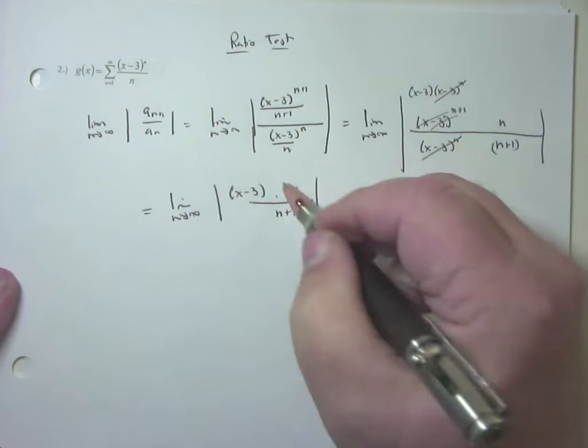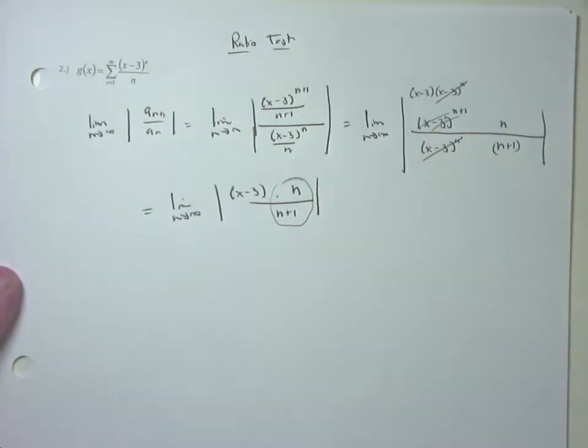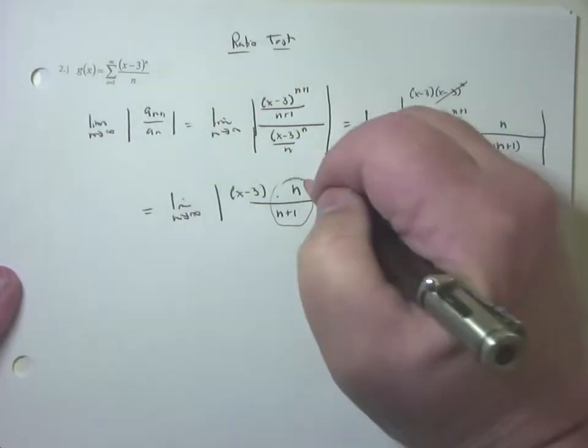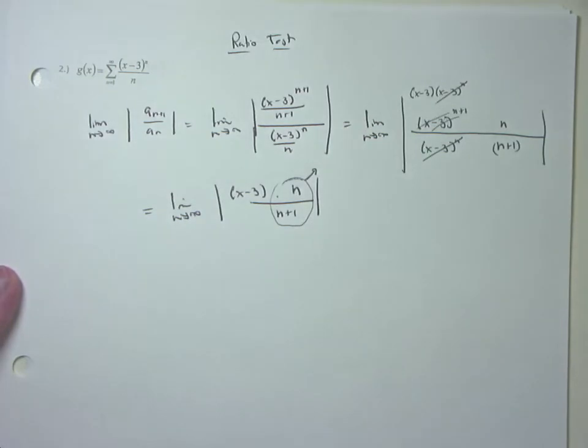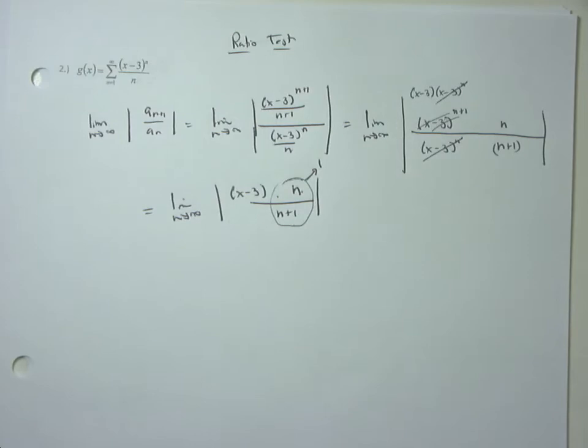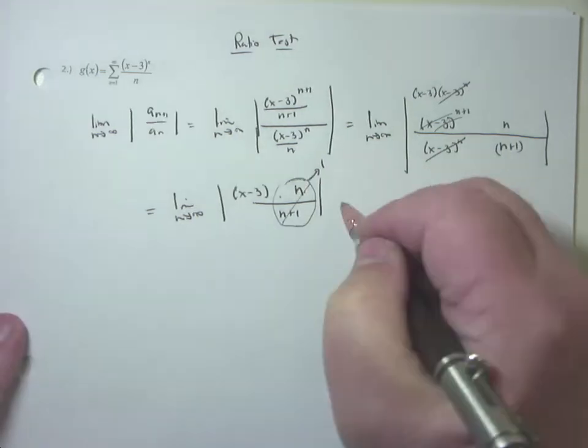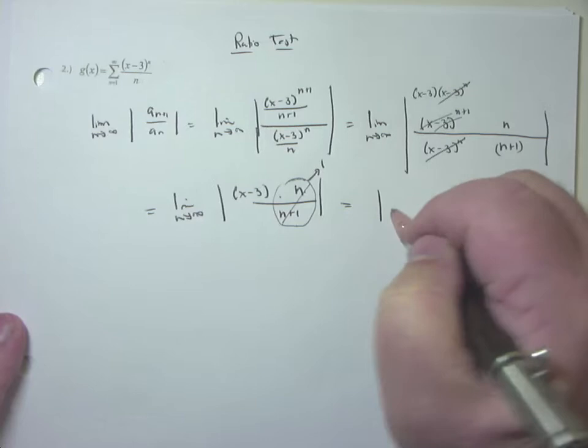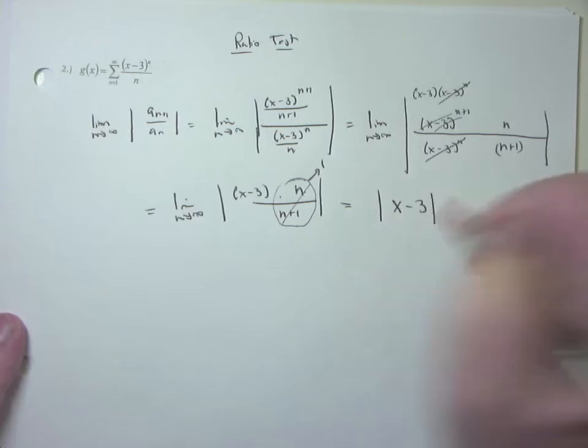When you take the limit as n approaches infinity of n divided by n plus 1, what is this going to go to? 1. The degree of the top is 1, the degree of the bottom is 1, L'Hopital's rule it, or the ratio of leading coefficients, however you want to know it, this is going to be 1. So this just leaves you with the absolute value of x minus 3.